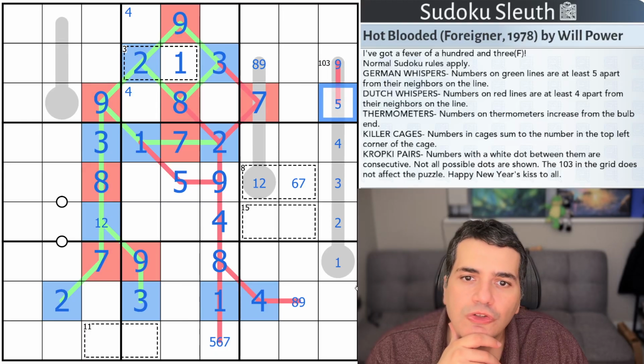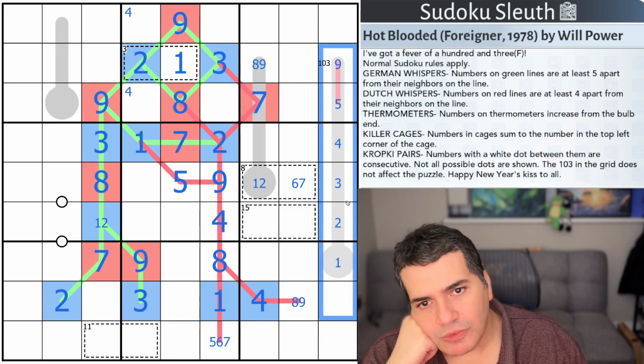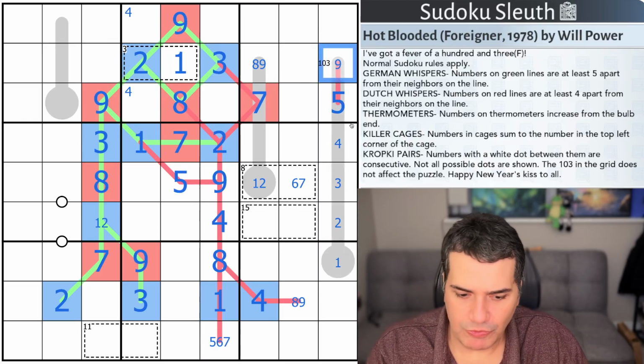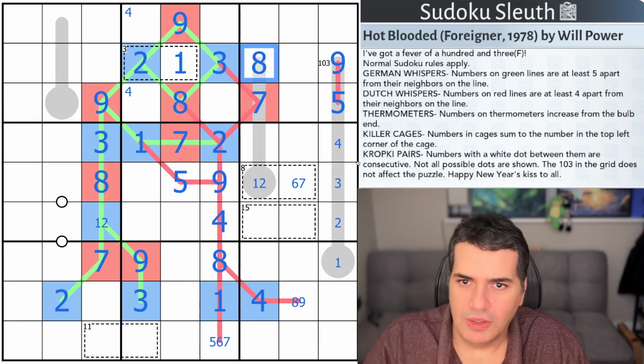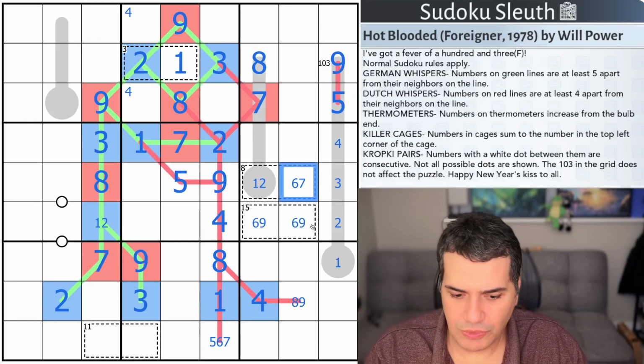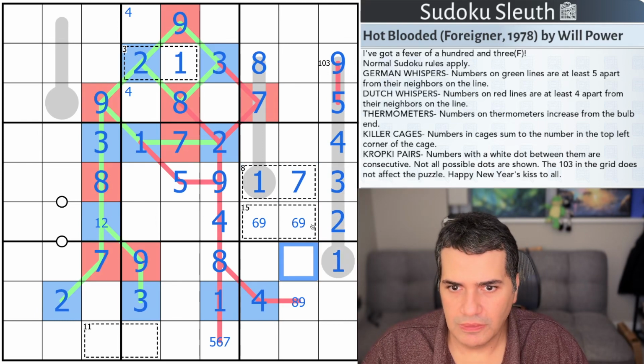Yes, because if it's any bigger, it'll be a 6, and then this will be 1 or 2. So this thermometer looks like it's actually forced because of this Dutch whisper line. That is very clever. 5, 9, 8. Now 7 and 8 tells me that this is a 6-9 pair, and therefore this is a 7, this is a 1, 2, 3, 4, and 1, all lovely.